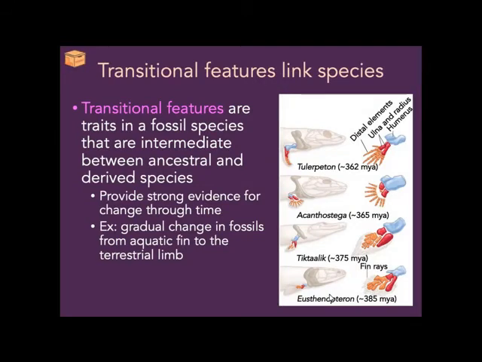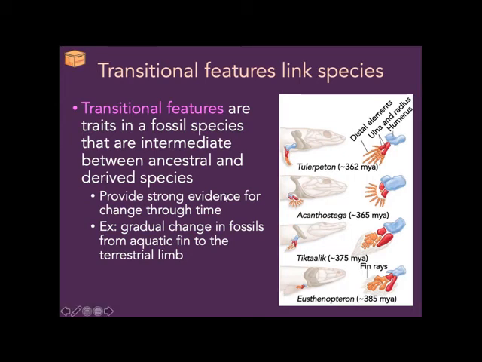Okay, so we find sometimes in the fossil record transitional features. These are traits in fossil species that are intermediate between the ancestral and the derived species. By derived, I mean something that occurs in modern times. And so these give us strong evidence for change over time. One example of this: if you look at a whole bunch of fossils of things that were ancestors of the first tetrapods to come onto the land, we can see a gradual change from aquatic fin to terrestrial limb.